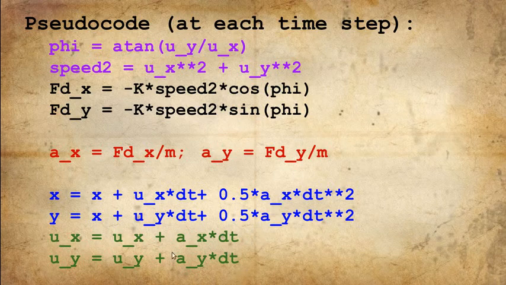So that's what the algorithm looks like in pseudocode. Find the angle, find the speed squared using the Pythagorean theorem, find the two components of the force due to drag, and we do that just using the sine and cosine of that angle that we computed using the velocity components. The acceleration is the force per mass, and then it's a simple case of kinematic finite difference equations to update the position and the velocity.